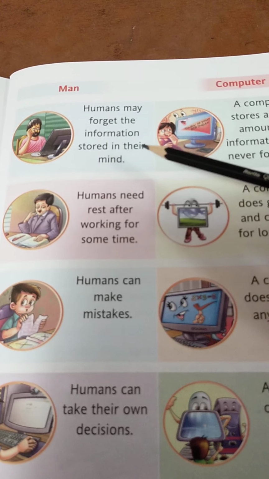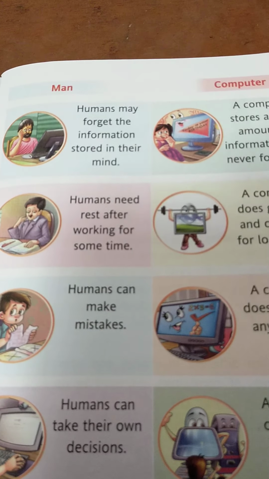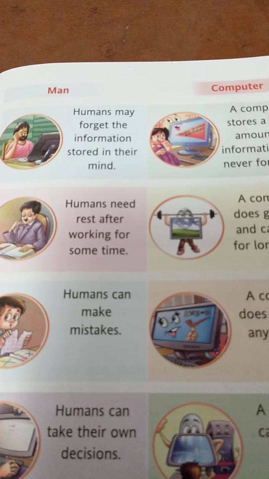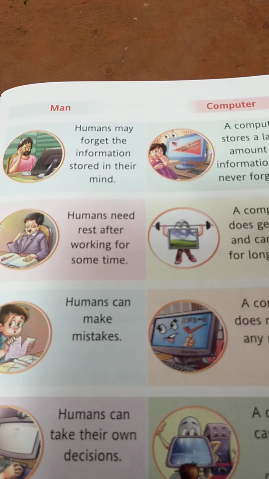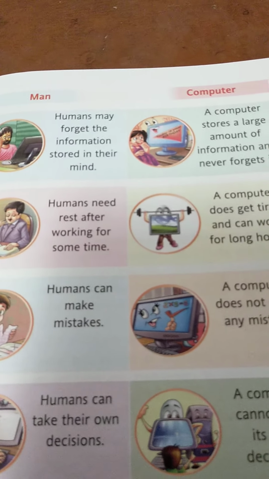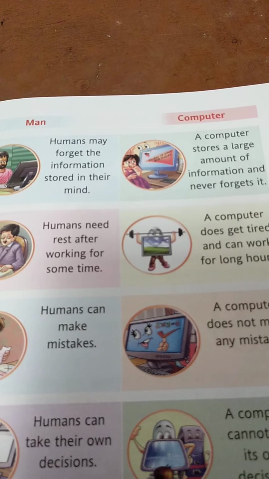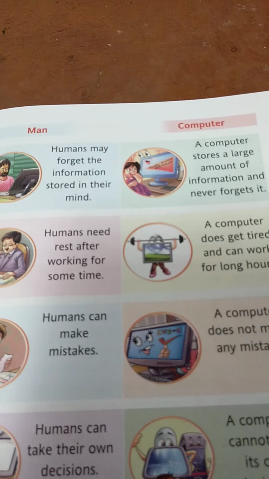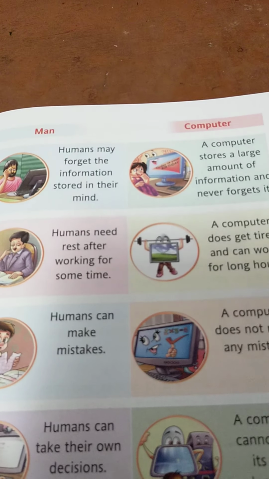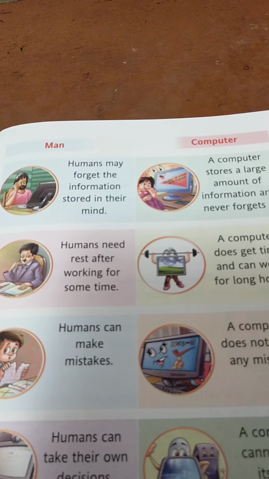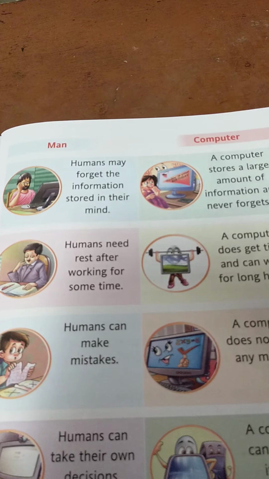And then the humans may forget things, because we are all human. We may forget what the parents told us, and what the teacher told us. Everything we may forget. We cannot keep all the things in our mind, but the computer can store all the information in it. It cannot forget anything. It stores all the information in the CPU. What we gave it two years back, it shows to us.